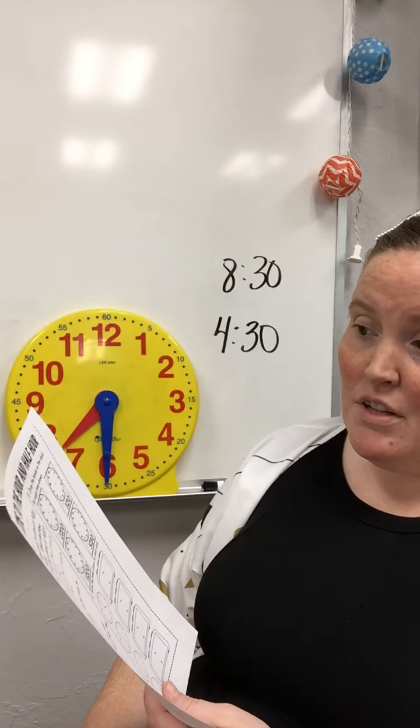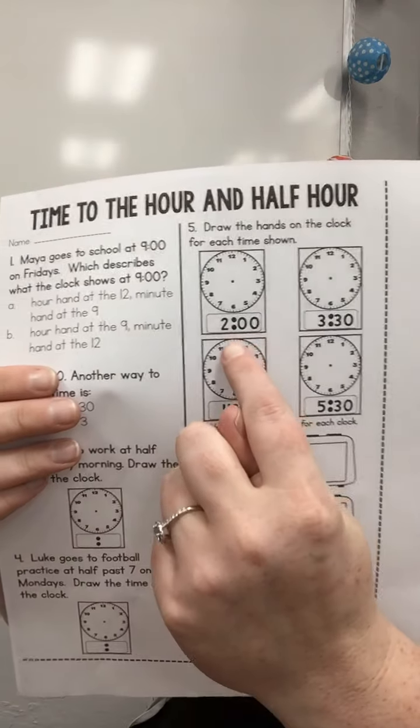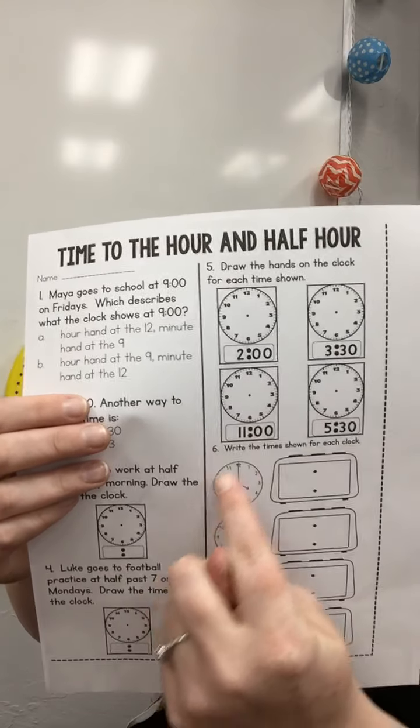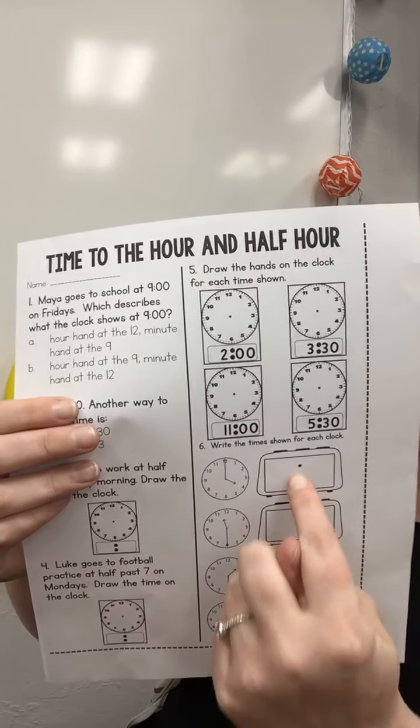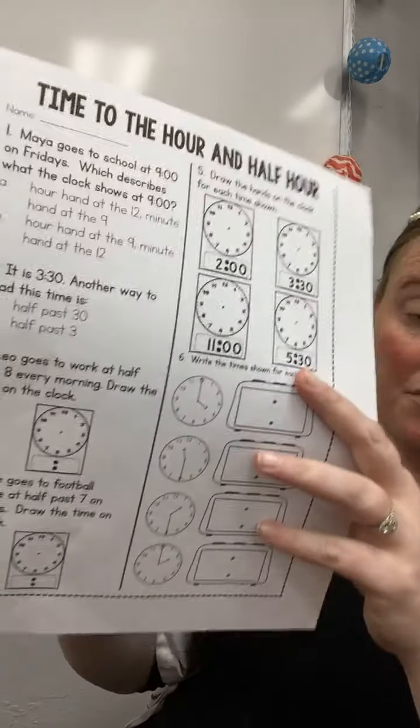Okay, number 5. Draw the hands on the clock for each time shown. Y'all can do that. It shows you what time you're going to draw it, okay? Down here, you're going to figure out what this says and write it over here on the digital clocks, okay? And when you're finished with all of that, you will be done.